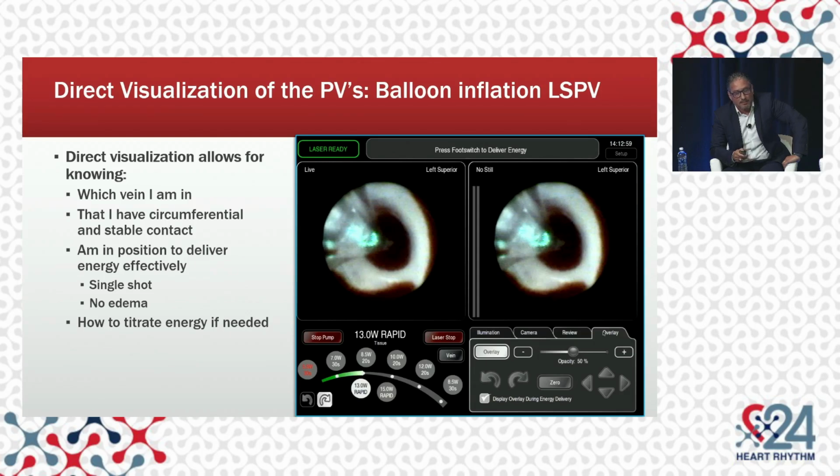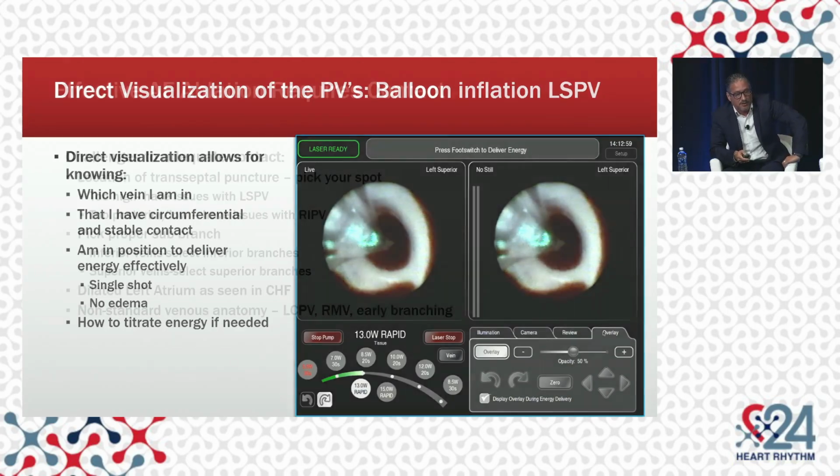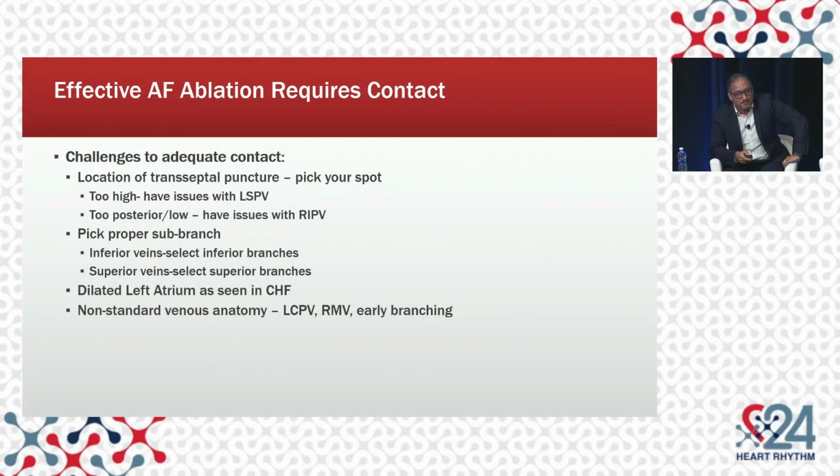I can move the tension slider so that I can provide energy at any point in the vein. And this can be done with a single shot with no edema, and the energy can be titrated between 13 watts posteriorly and 15 watts anteriorly on the ridge if necessary. Now, if you don't have adequate contact, you're not going to be able to provide effective isolation, just like with any other energy source. So this depends on where you do the transseptal puncture and also how you select a sub-branch with the atraumatic tip.